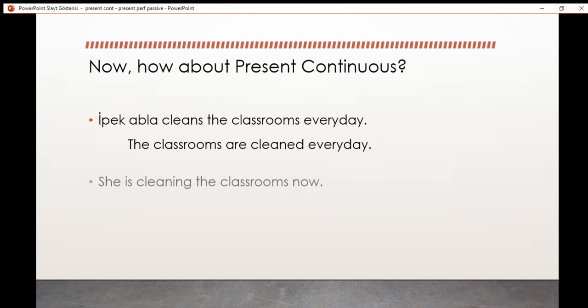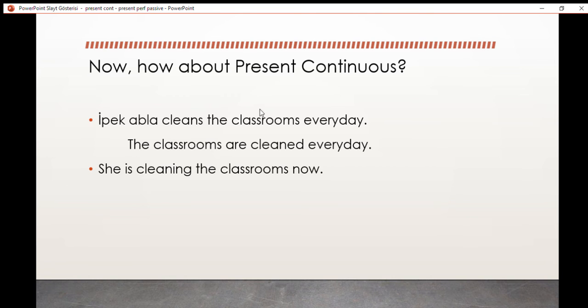Now, let's remember. We said İpek abla cleans the classrooms every day. So she cleans the classrooms every day. The classrooms are cleaned every day because verb 3. Cleaned, be verb 3, are cleaned. Object, be verb 3, the classrooms are cleaned.